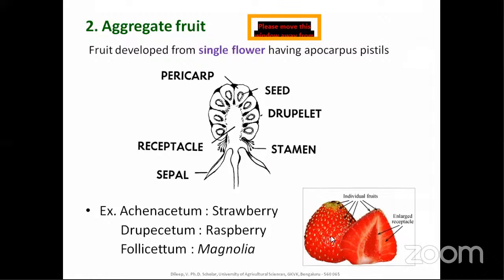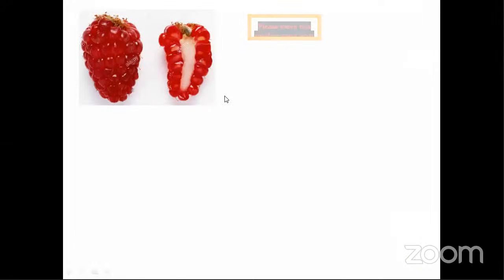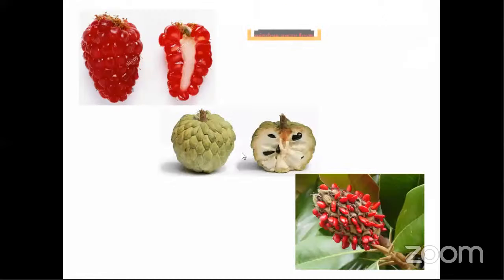So this is the strawberry. These are the ones having lines. These are actually the real fruits, and the ones you see here are the seeds. That is called achenes. So this is the raspberry, that is etaerio of drupelets. This is custard apple, etaerio of drupelets. These are the individual fruits, and also magnolia, etaerio of follicles.